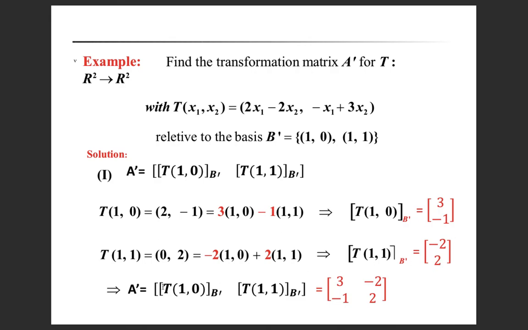Therefore, A' is equal to [T(1, 0)]B', [T(1, 1)]B'. So this matrix is [3, minus 2; minus 1, 2]. I have substituted the value of [T(1, 0)]B', which is (3, minus 1), and [T(1, 1)]B', which is (minus 2, 2). So we have obtained the standard matrix, which is a 2 by 2 matrix relative to the basis B'.